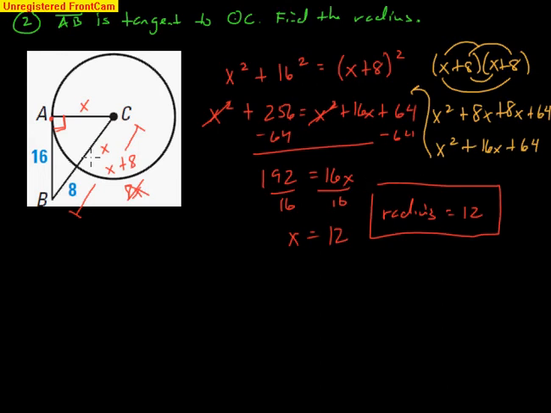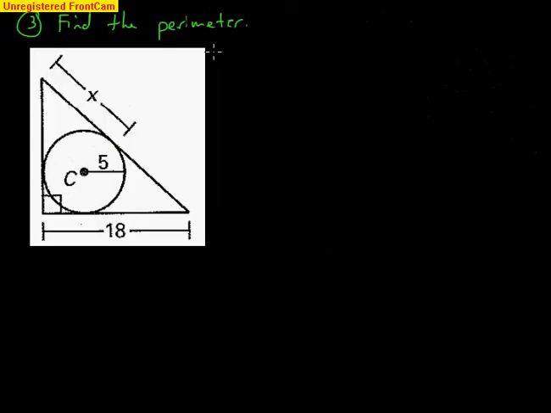Be careful of a problem like this where you have to use the radius twice. And remember, x plus 8 squared, anything squared is that thing times itself. And it's a FOIL problem. Okay, next one here.